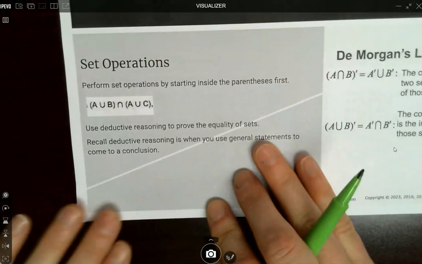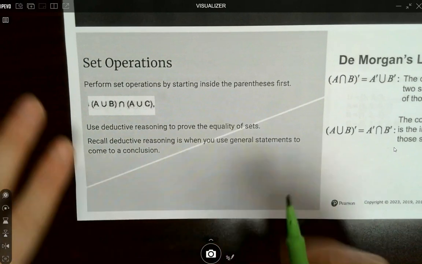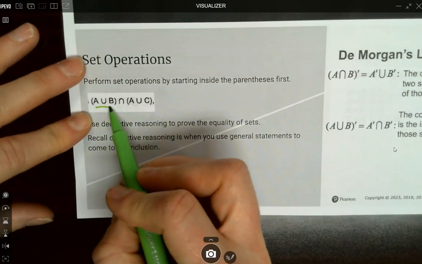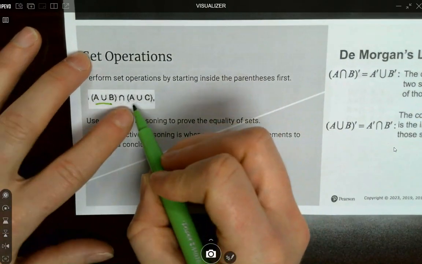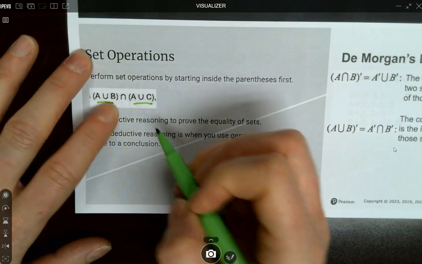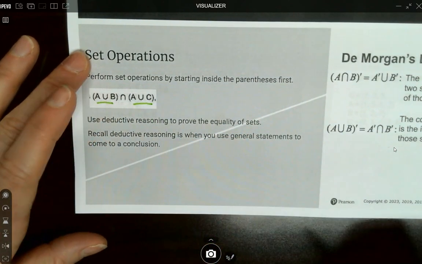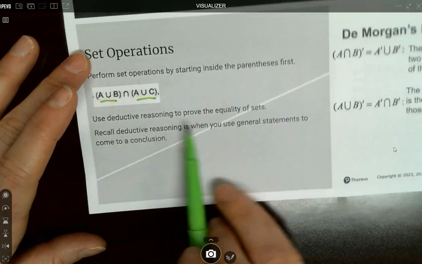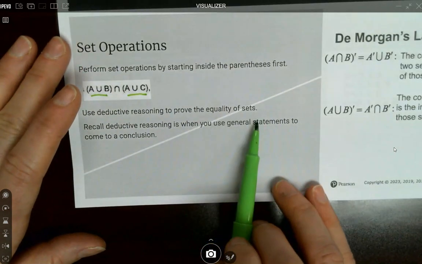Perform set operations by starting inside the parentheses first. So you would do A union B, and then do A union C, and then find the intersection of those two groups.